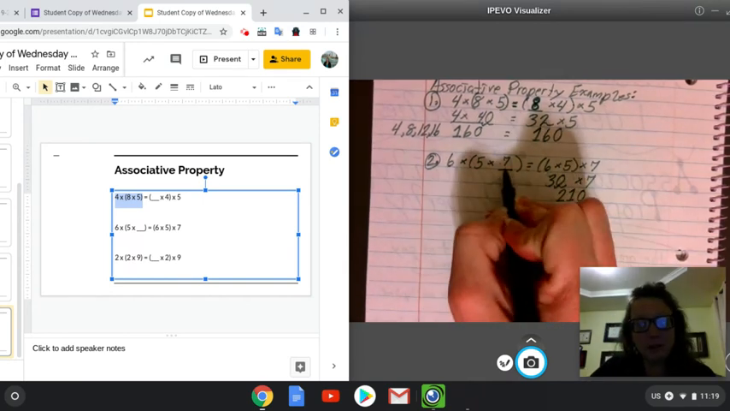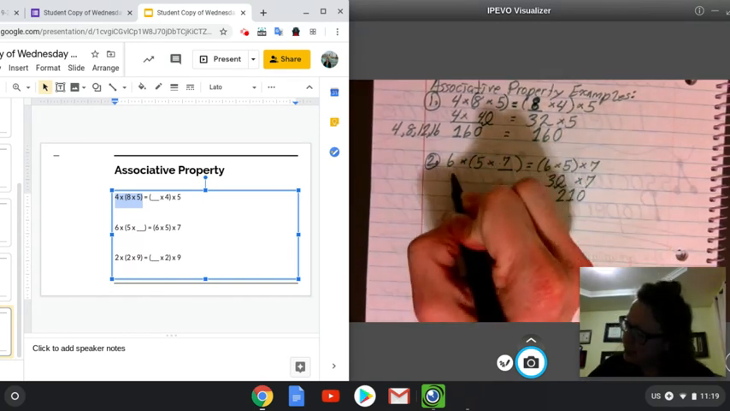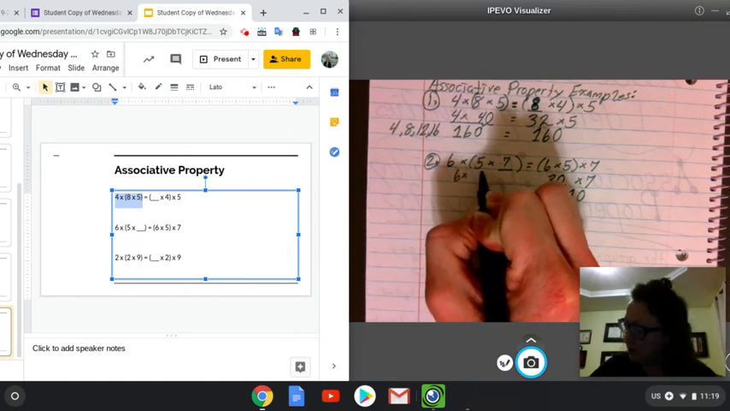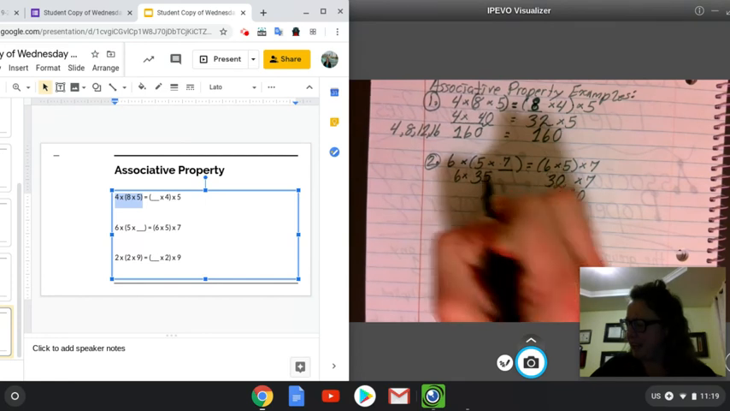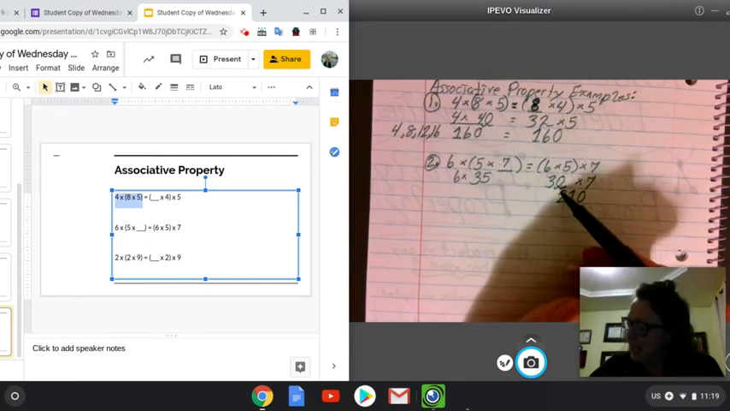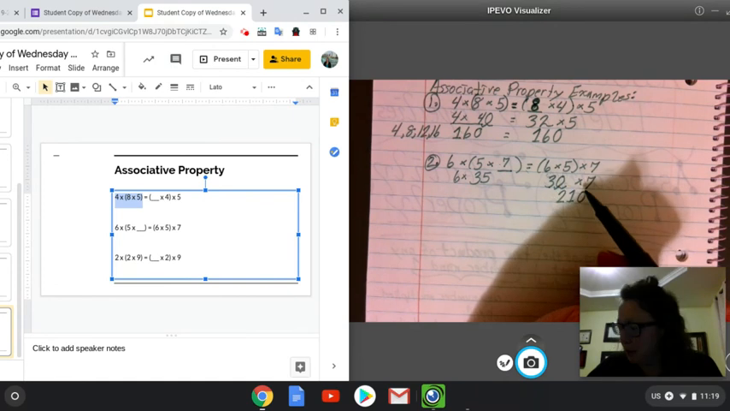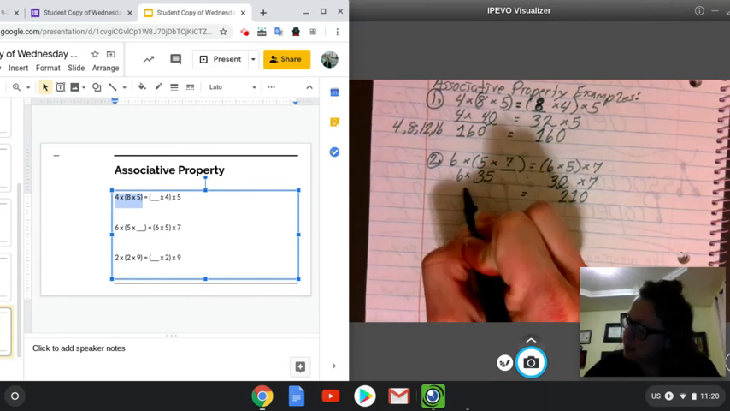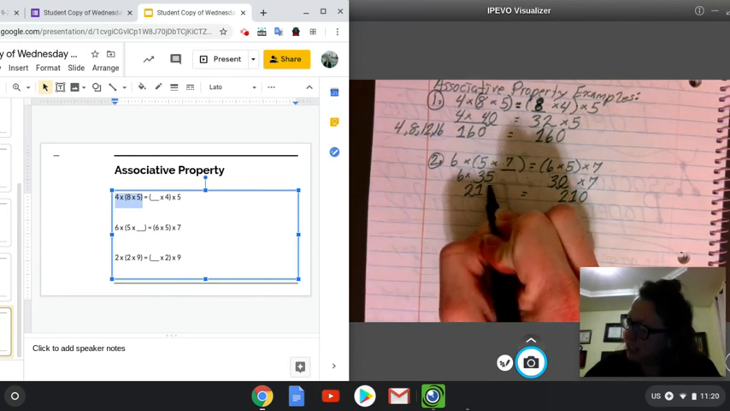If I were to do it this way, I would need to say, okay, well, here's my 6 times, and 5 times 7 equals 35. Well, 6 groups of 35 isn't as pretty as my tens number multiplied by a 1 digit. It would still equal 210.